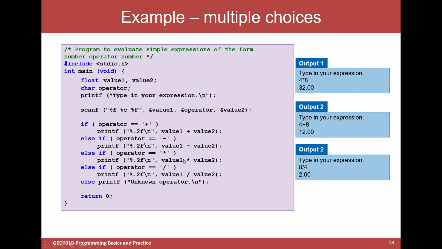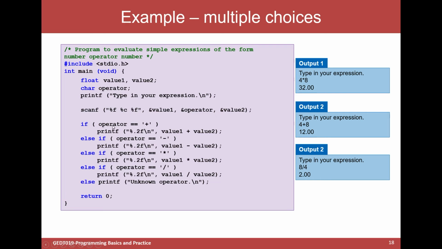Okay, now let's go to another example. Here is another example, just to let you understand this one very well. In this example, I have two values and an operator character. So I have two float numbers and a character. And then I will say here, type in your expression. I want you to insert some expression. I will read from your keyboard one float followed by one character followed by one float. So I read the three. The first float will go to value 1. The second, the character, will go to operator, and the third float will go to value 2.